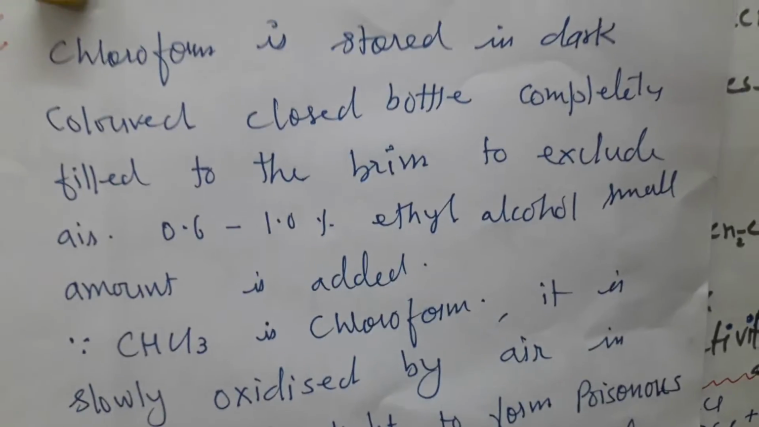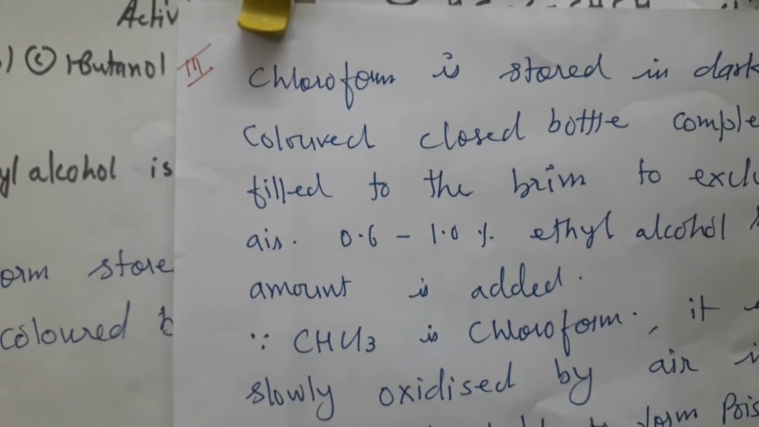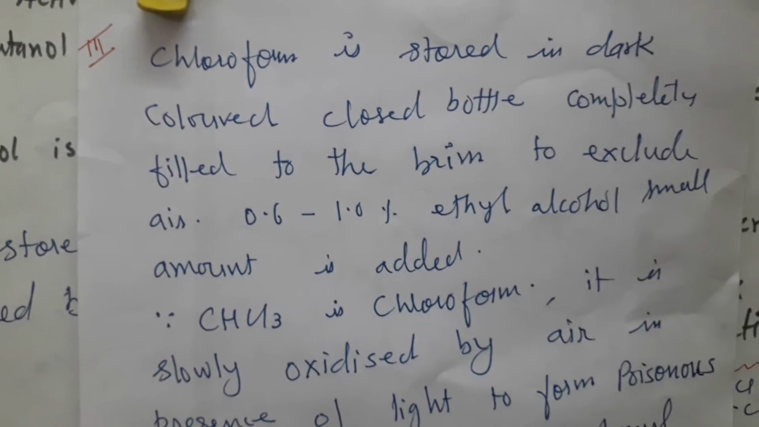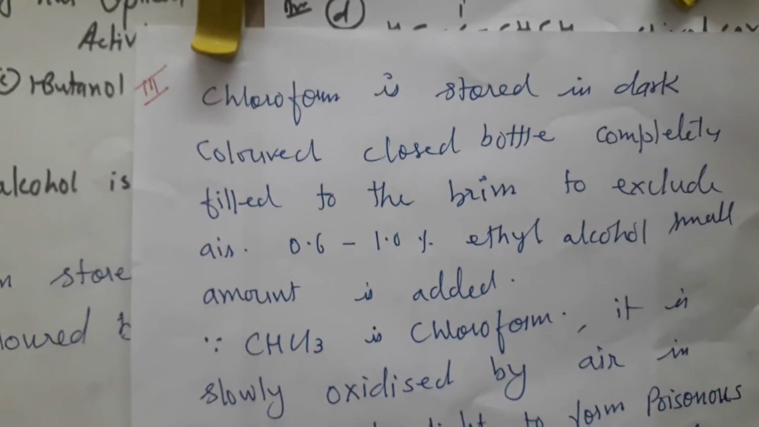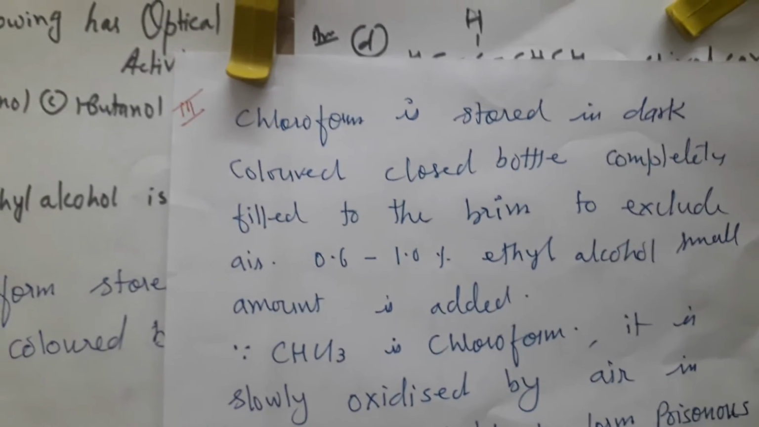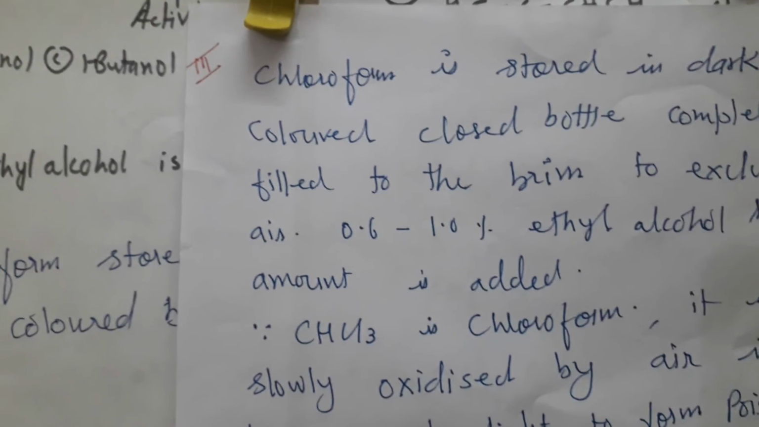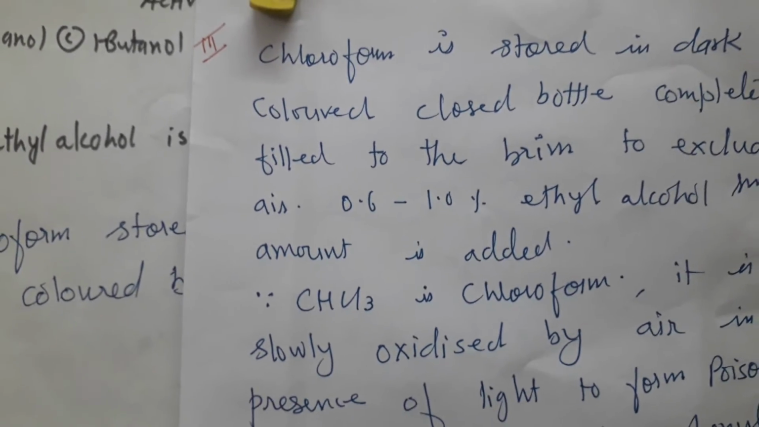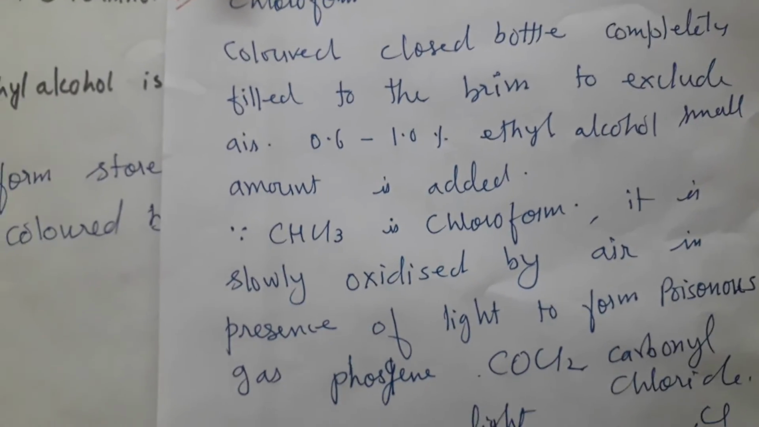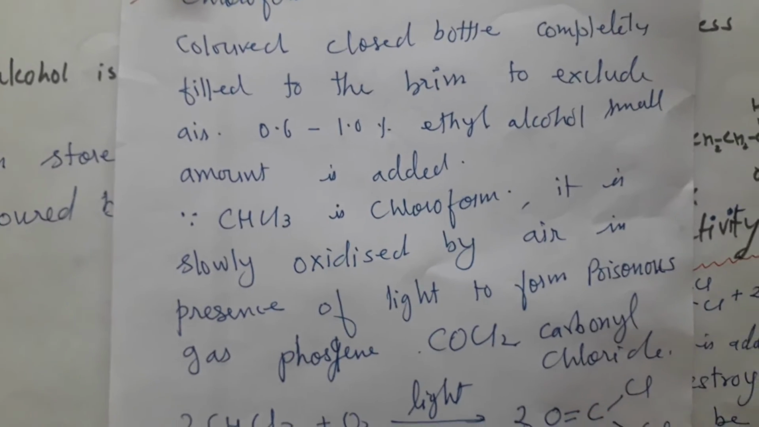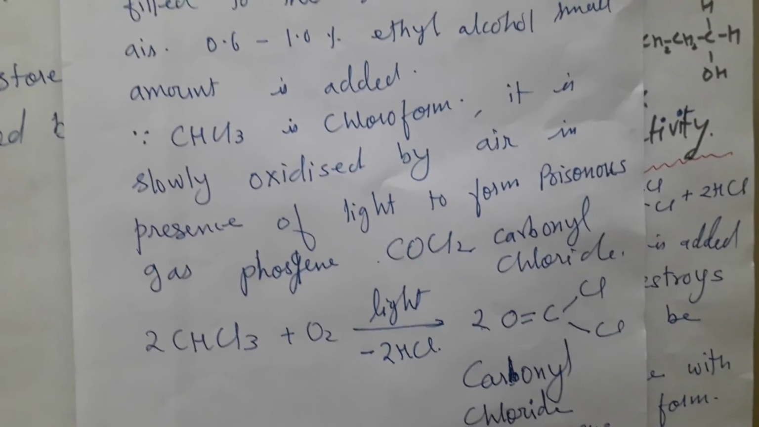See, chloroform is stored in a colored closed bottle, completely filled to the brim to exclude air, and 0.6% to 1% ethyl alcohol, a very dilute alcohol, is added into it. Chloroform is slowly oxidized by air in presence of sunlight, so COCl2 is formed, as I discussed in the previous question, which is very harmful. That is why we store chloroform in dark colored bottles, to cut off the light.